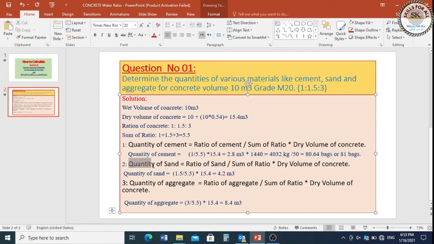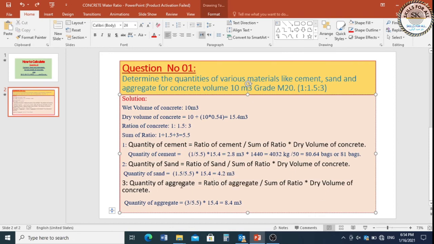Then we will go for calculation of sand. Sand, as you know, we always order in cubic meter or cubic feet. Here, because our quantity is in cubic meter, I will calculate in cubic meter. So ratio of sand divided by sum of ratio multiplied by dry volume of concrete. Ratio of sand we have 1.5, and 5.5 is the sum of ratio, multiply by 15.4 or total dry volume. When we multiply these all, we will get 4.2 meter cube of sand we need for 10 cubic meter.